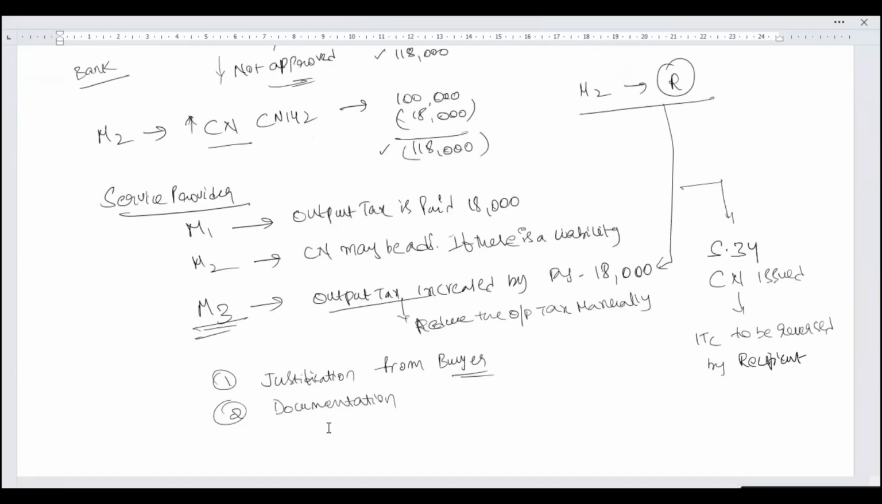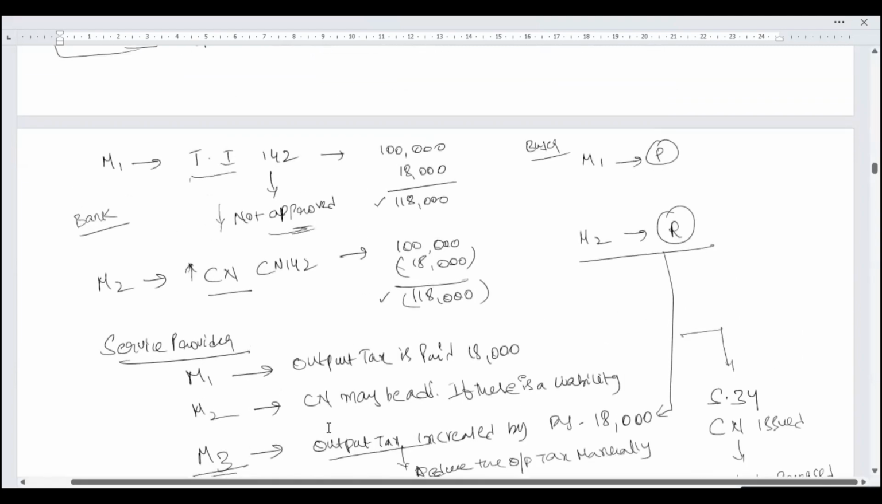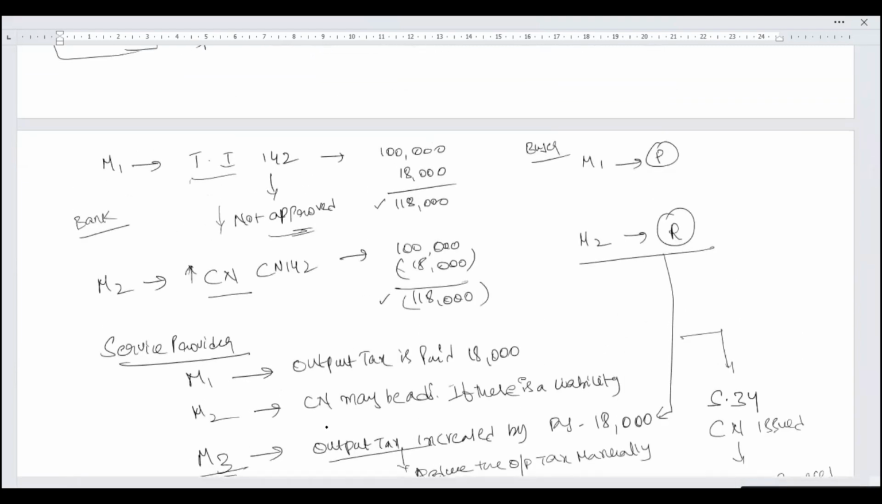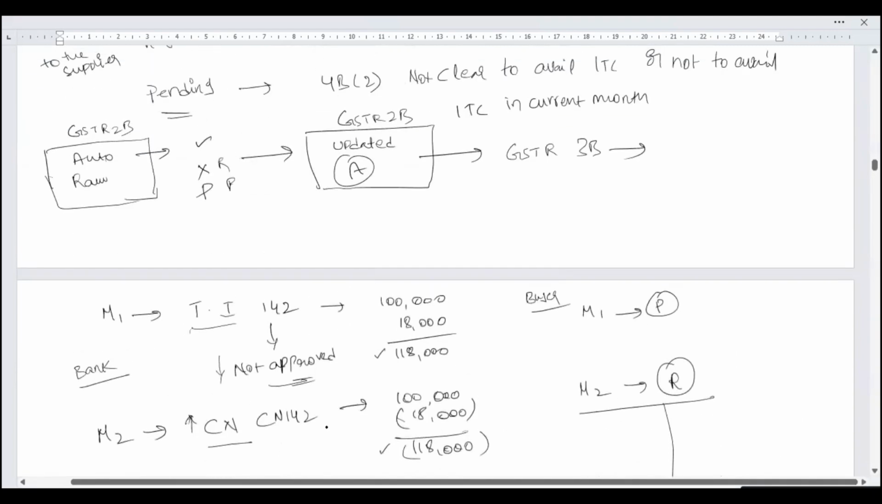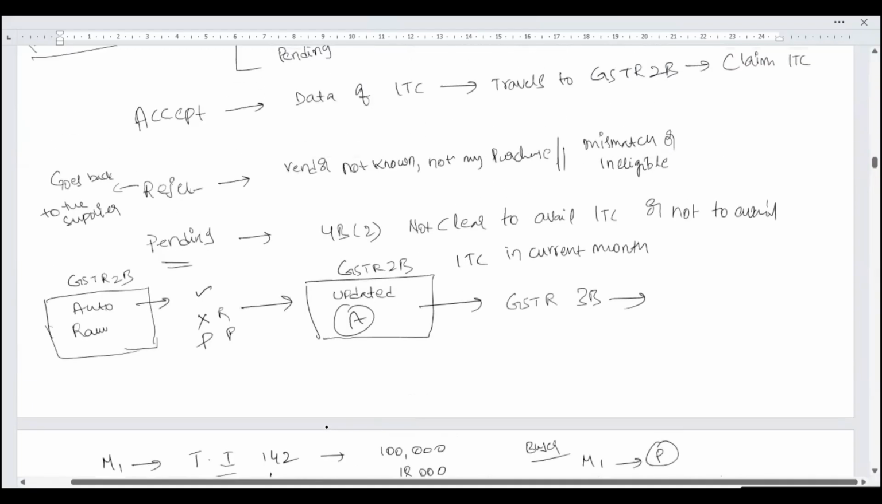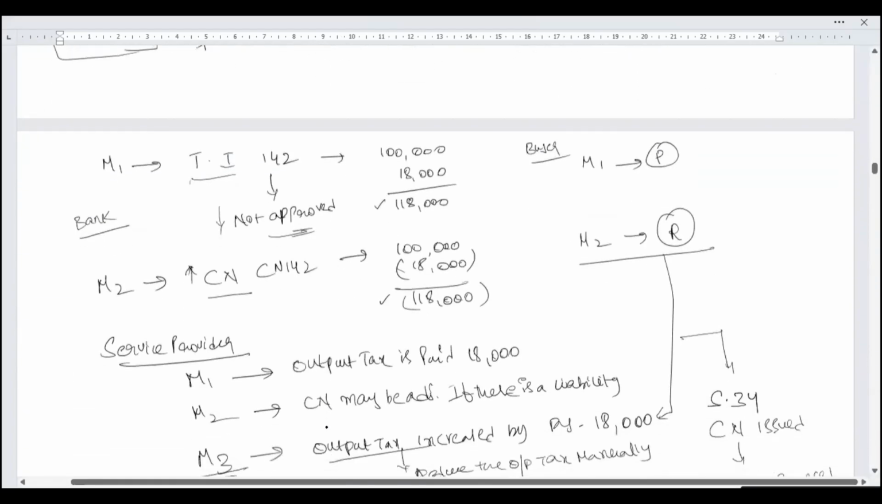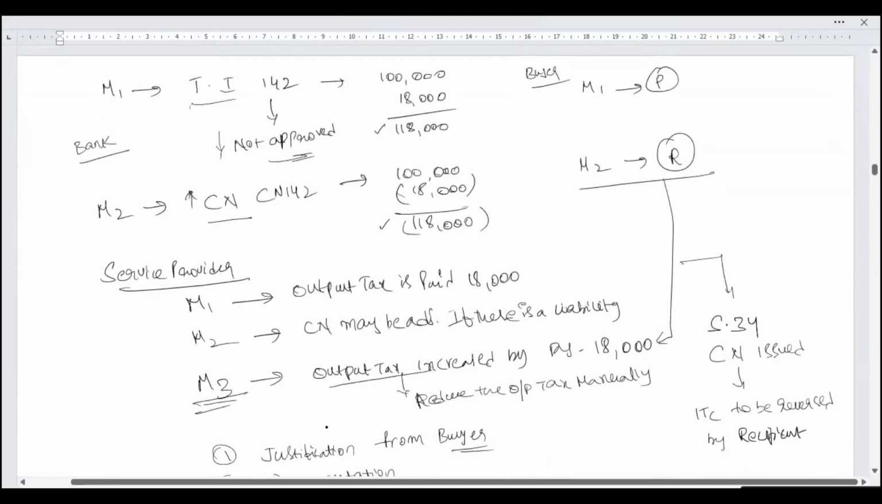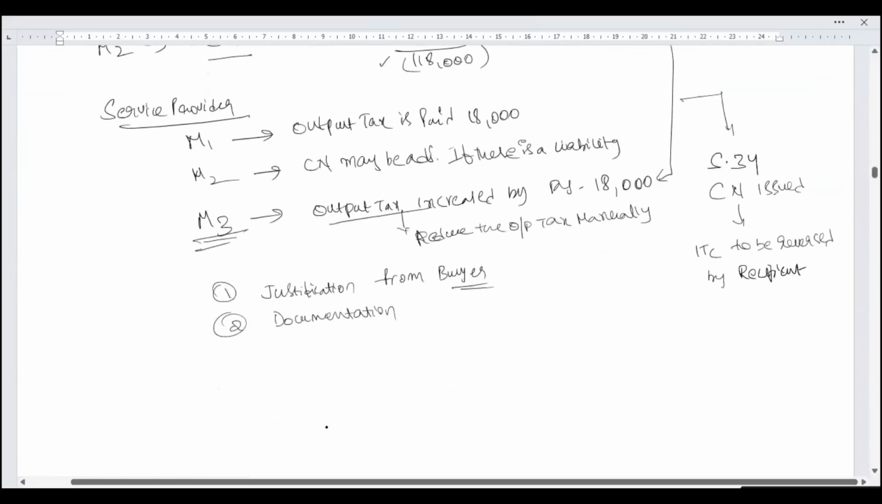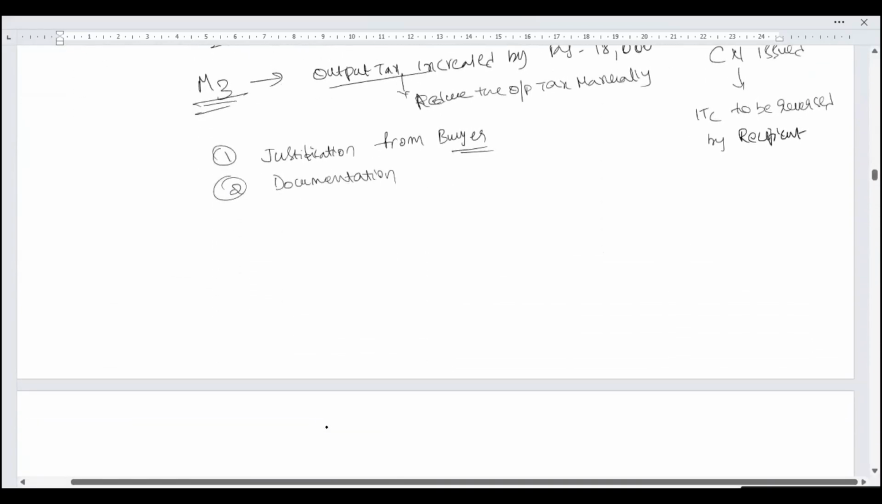Now, though there is no legal backing for IMS, one blunder which could be done, called rejection, by your recipient becomes a burden to the supplier in a subsequent month. This happens in relation to a credit note. This happens to a credit note. So this is all about our IMS, what we need to understand.